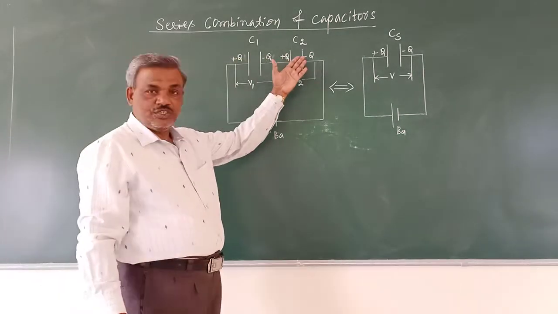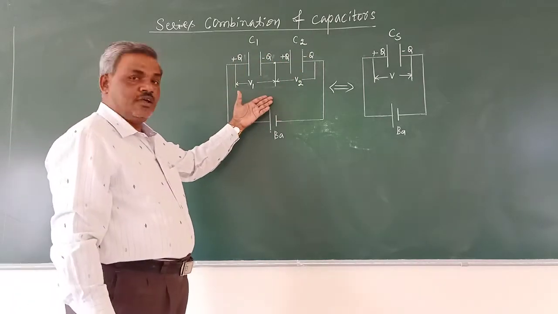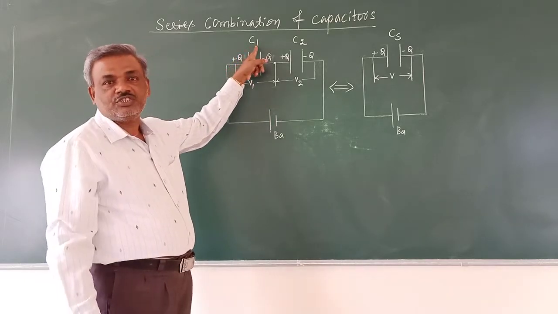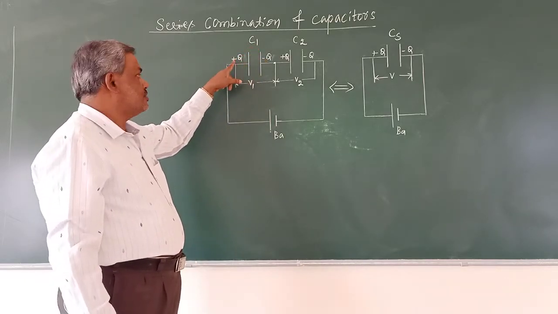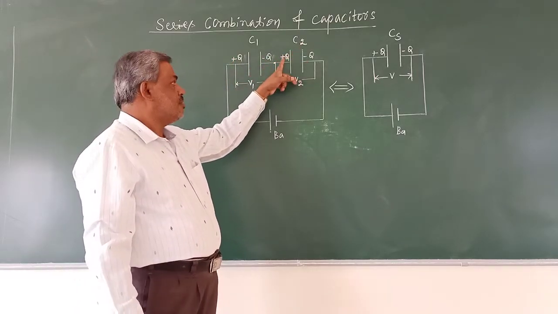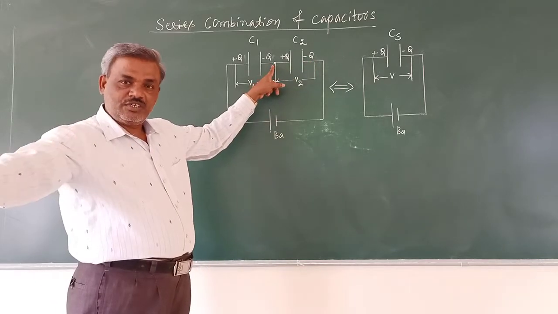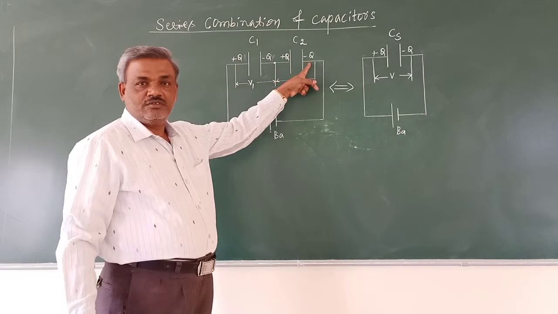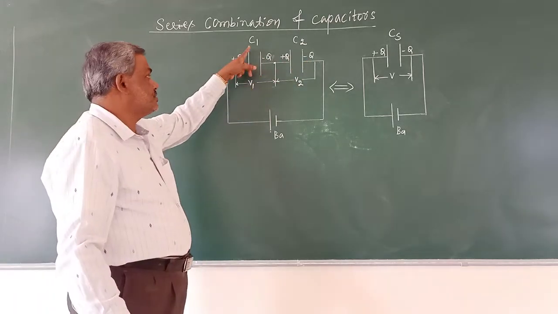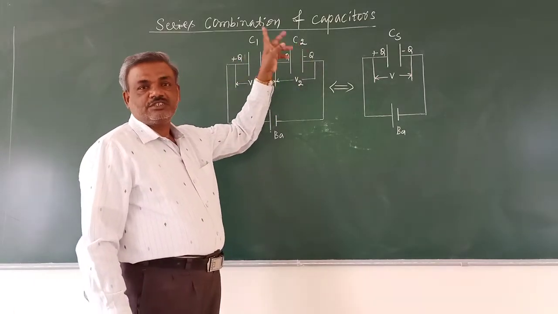Now C1 and C2 get charged with the help of battery potential. The first capacitor C1 is charged: the first plate plus Q, minus Q. The second capacitor is charged plus Q and minus Q. In series combination, all capacitors get the same charge. V1 is the voltage across the first capacitor C1. V2 is the voltage across the second capacitor C2.